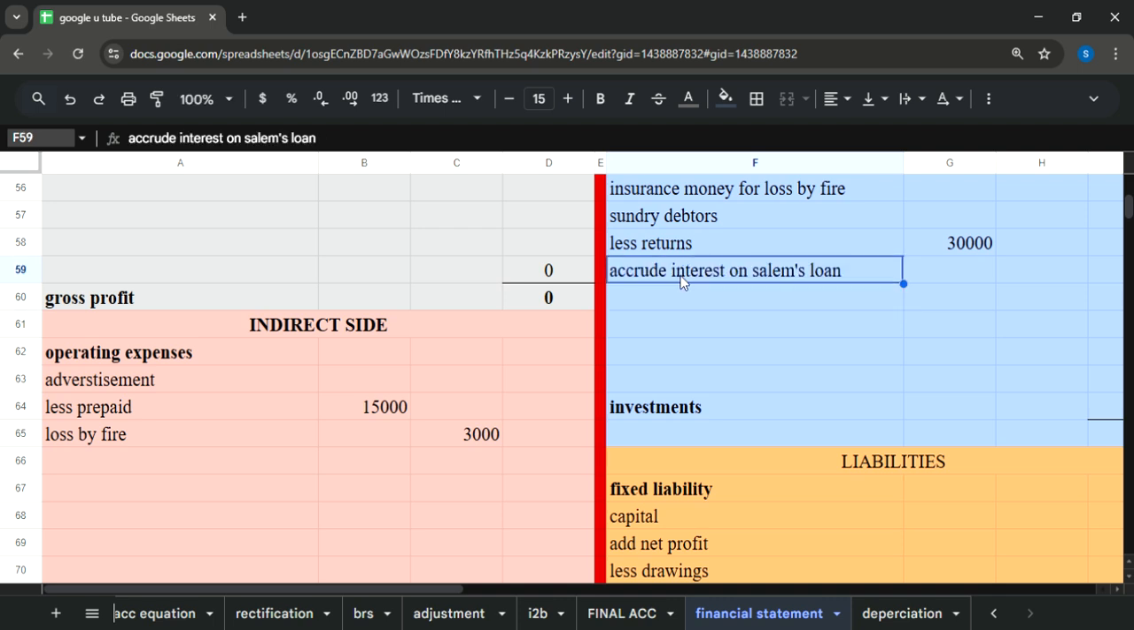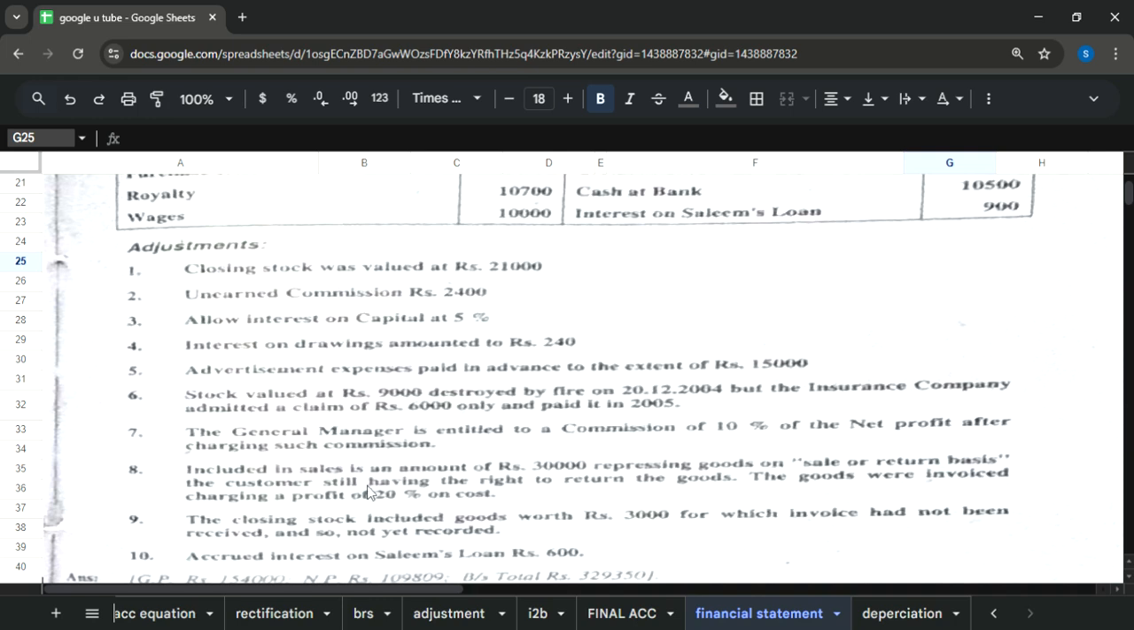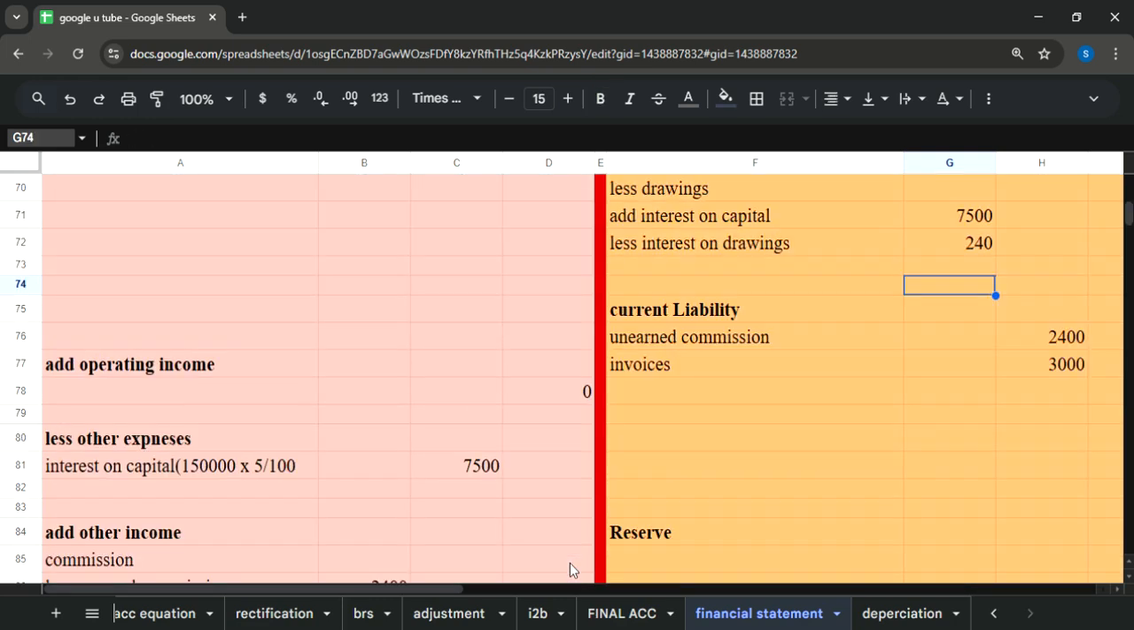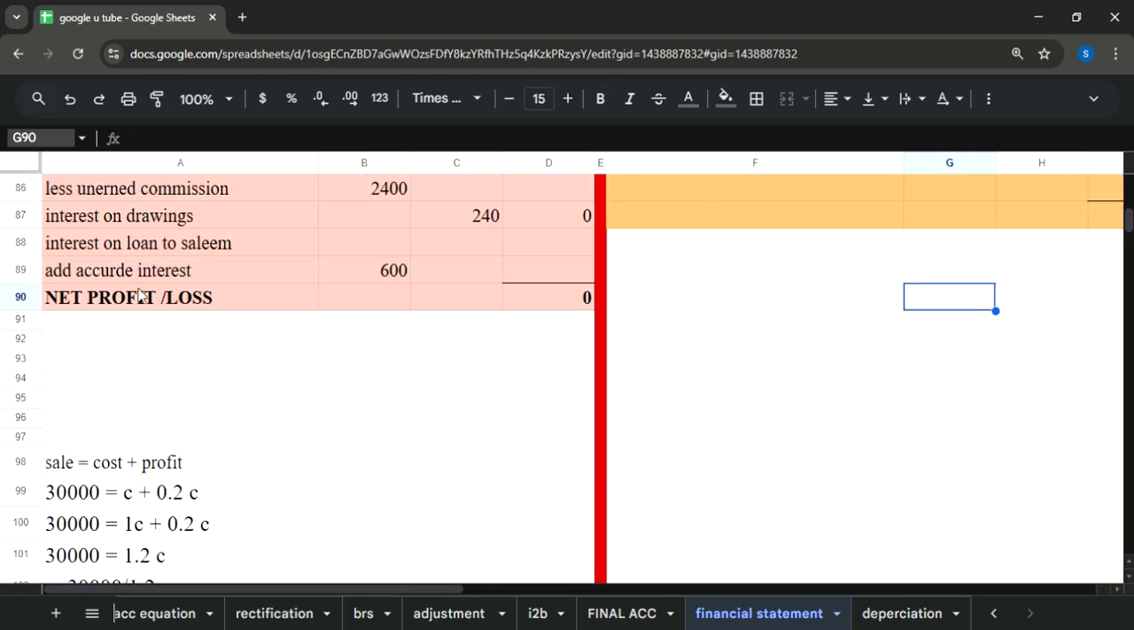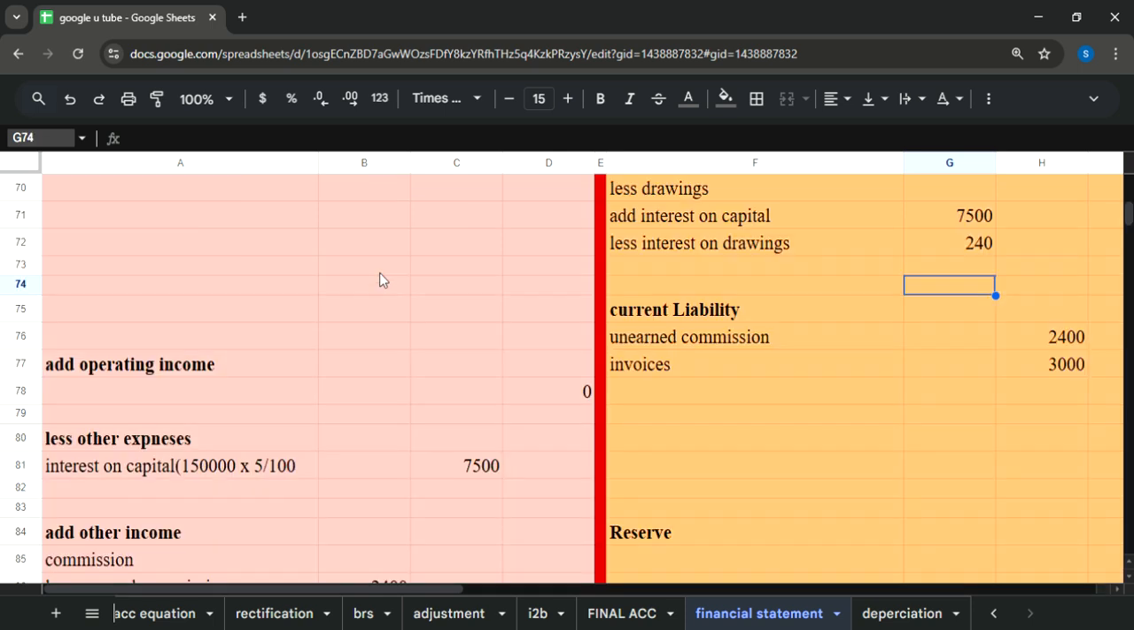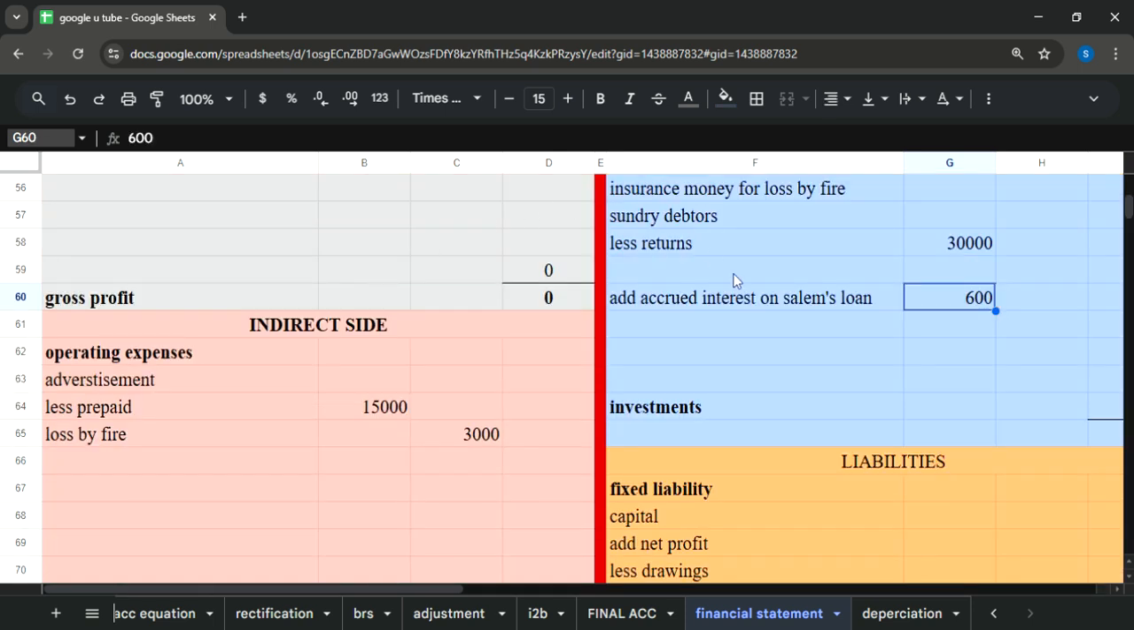Okay, this interest, since we will add, so just write down over here, and you need to write add accrued interest, and here we need to write Salim. How much is outstanding? That is mentioned, 600. This was your last adjustment where it was said accrued interest on Salim loan. Outstanding interest, you have gone to your other income side and you have added it, and then you have gone to current asset side where this interest on Salim loan would be added in its loan.